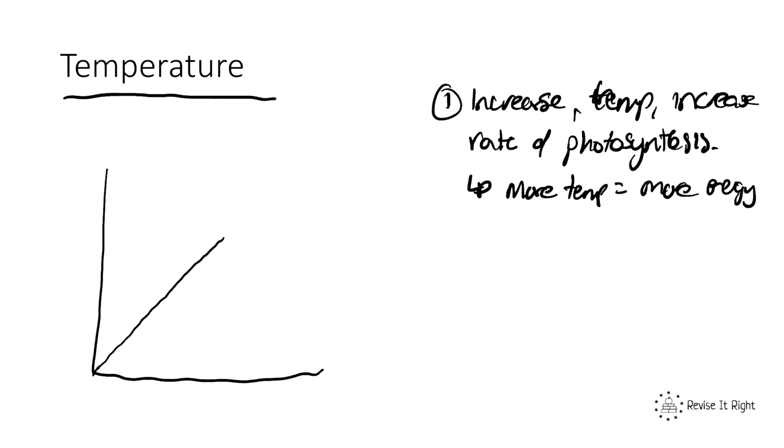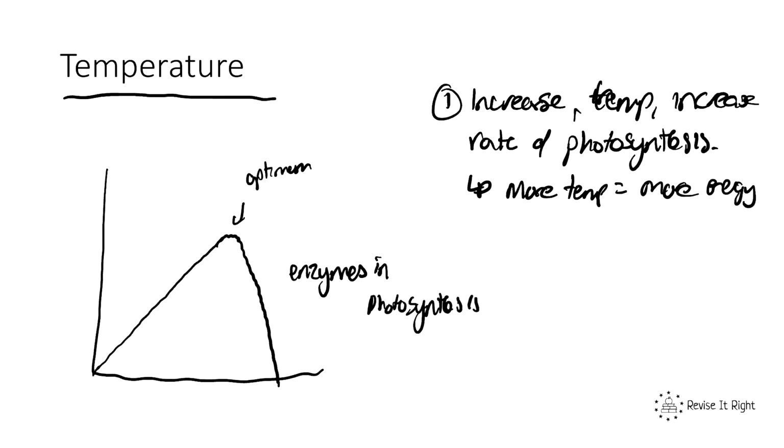However, when that gets to a certain point, which we call its optimum temperature, beyond that point the enzymes that are involved in photosynthesis start to denature. You'll find more detail on this in our enzyme video, but denature, remember, means they change shape. So when it gets too hot, the enzymes start to change shape because the bonds start to break. So the rate of photosynthesis massively decreases until it falls to 0. Okay, as we can see there.